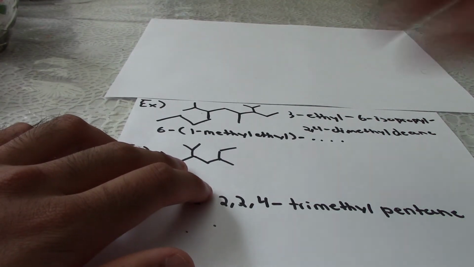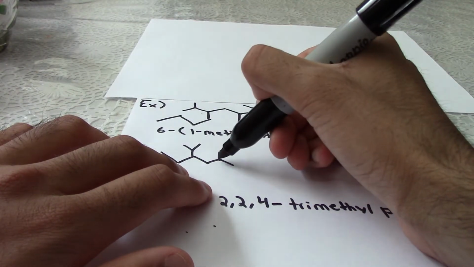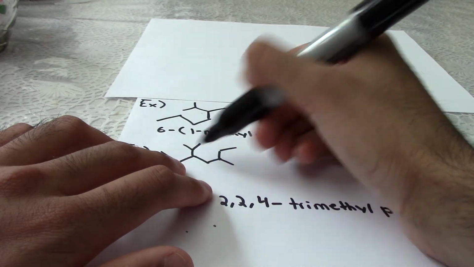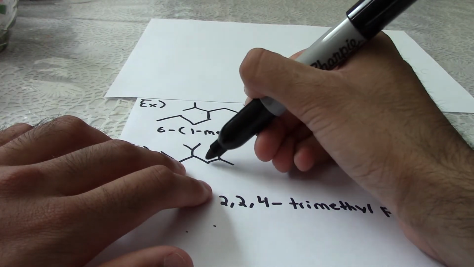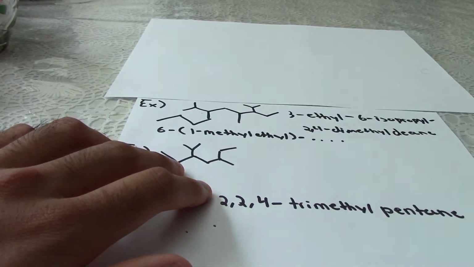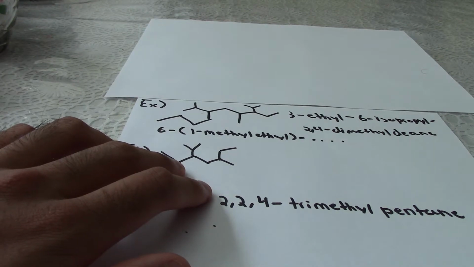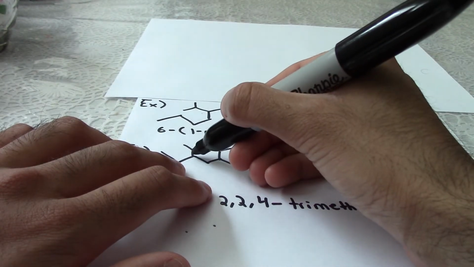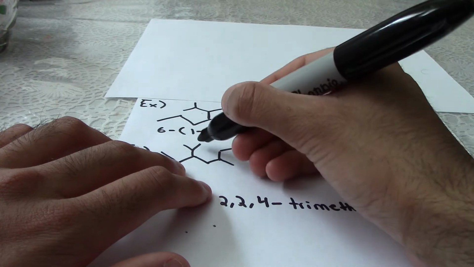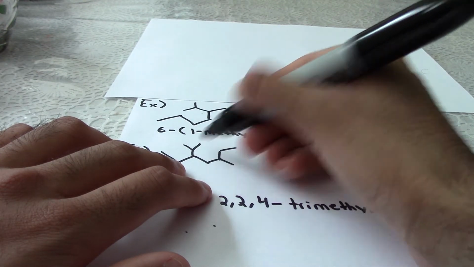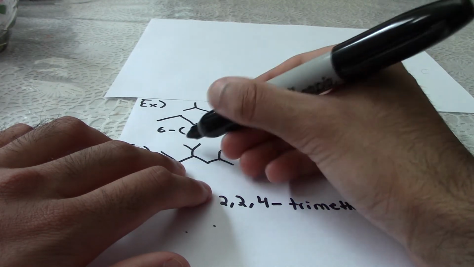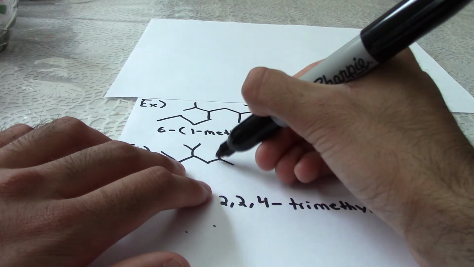And remember, if I go 1, 2, 3, 4, 5, 6, 7, I get 2 substituents. But if I go 1, 2, 3, 4, 5, 6, 7 from the other direction, I get 3 substituents. If I wanted to name this, 1, 2, 3 gives me the smallest numbers. My first substituent number would be a 2, but if I started from the other side, it'd be a 1, 2, 3. So it's better if I go 1, 2, 3, 4, 5, 6, 7 this way.